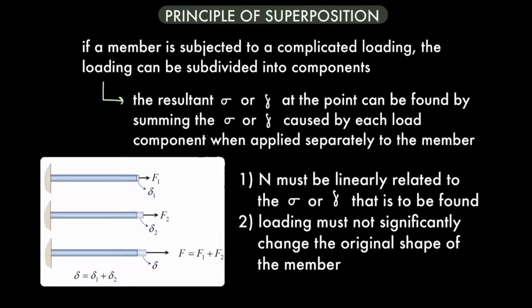You can see how the total loading is subdivided into F1 and F2, which cause a displacement of delta 1 and delta 2, respectively. If the component loadings are added up using the principle of superposition, then you can also add up the component displacements to get a total displacement of delta.